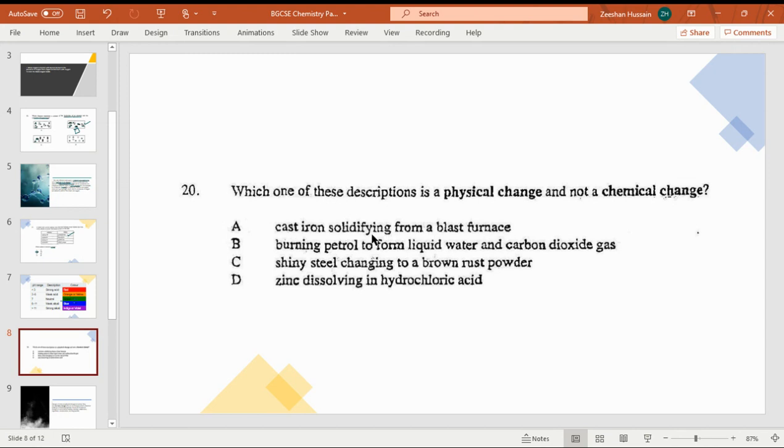Cast iron solidifying from the blast furnace, that is, a change in state. Here a change in state takes place. Change in state means from liquid to solid. So it is a physical change. Okay, so I think this will be the answer.